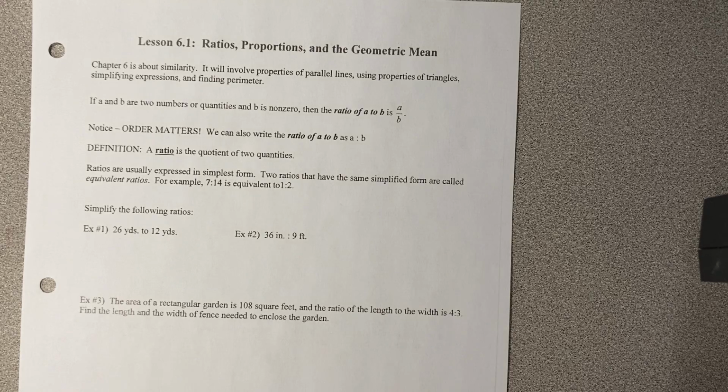Oh yeah, another issue that can come up, especially in word problems, is that ratios are usually expressed in simplest form. So like they have here, two ratios that have the same simplified form are called equivalent ratios. For example, 7 to 14 is equivalent to 1/2, isn't it?